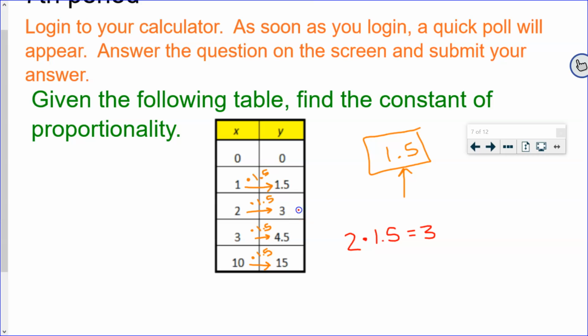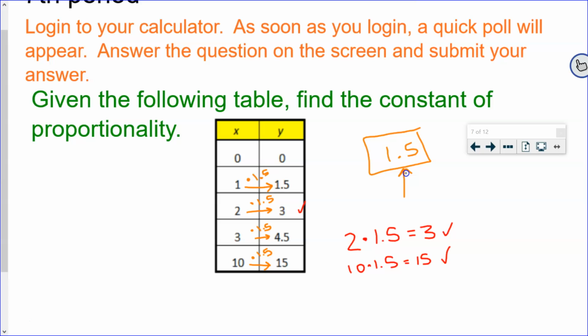Let's check one more. 10 times 1.5, does it give you 15? Okay, so does it work? Yes. And that's how I can confirm that it is 1.5.